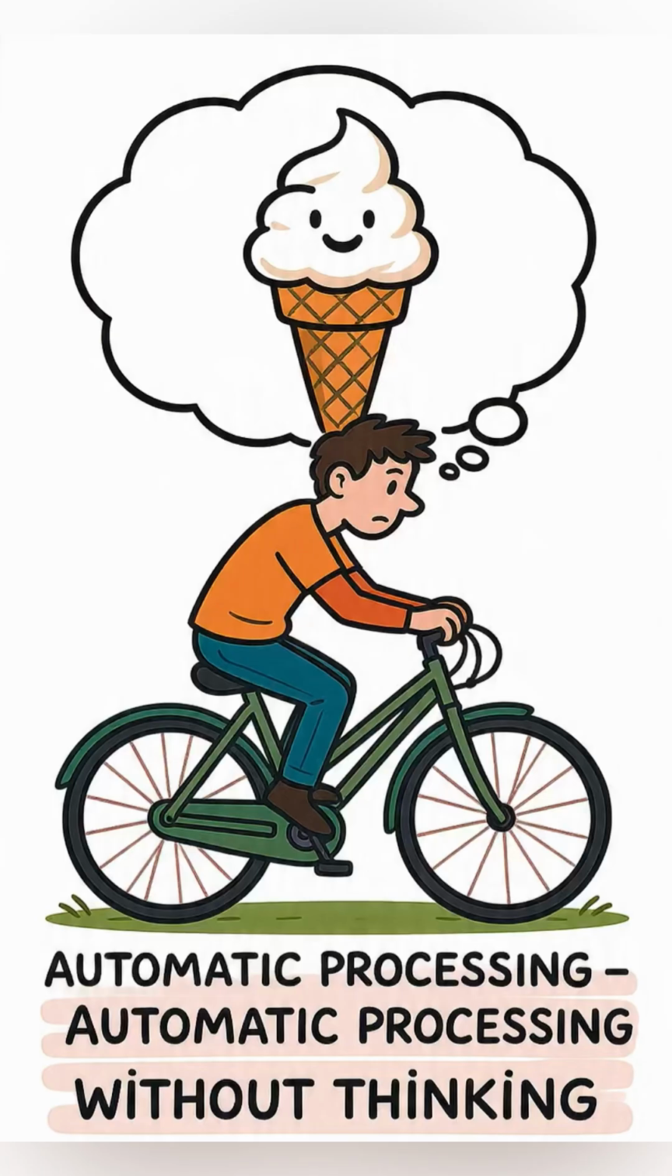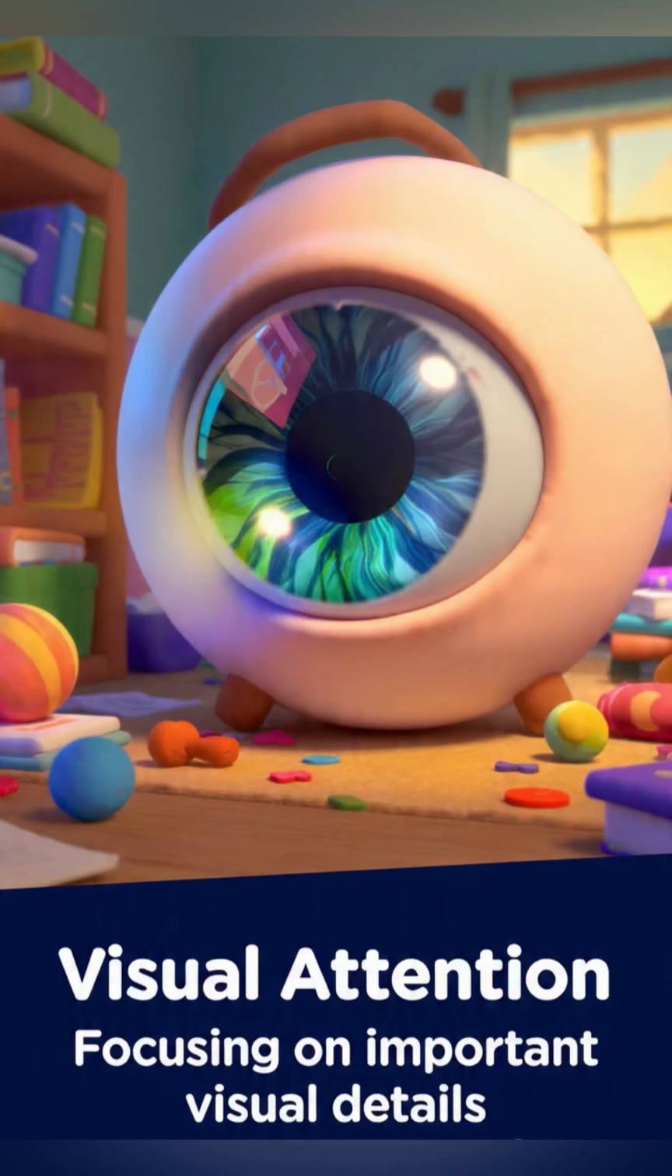Automatic processing. Actions done without conscious thought. A person riding a bike while daydreaming represents automatic processing, where well-practiced tasks become unconscious, freeing cognitive resources for other activities.